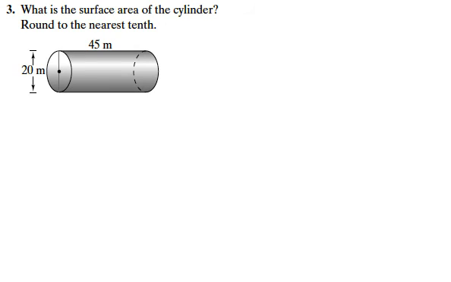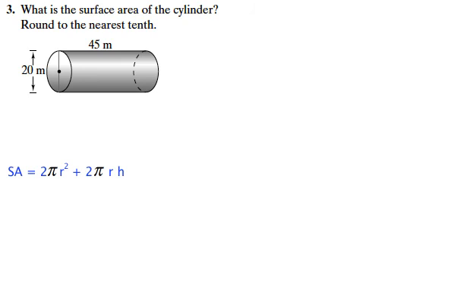Here's our last example to try together. What is the surface area of the cylinder? Round to the nearest tenth. We need to start with the formula. Surface area of a cylinder equals 2 times pi times radius squared plus 2 times pi times radius times height. We fill in our radius and our height.